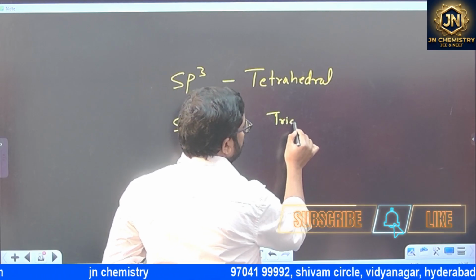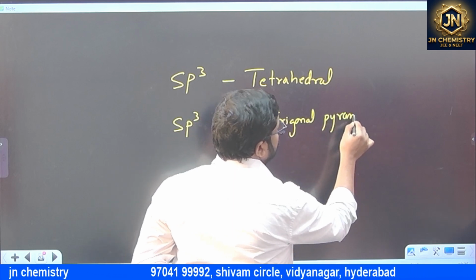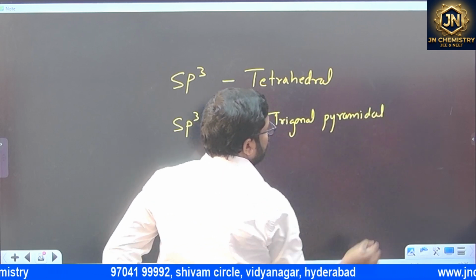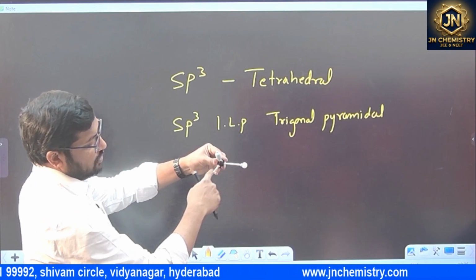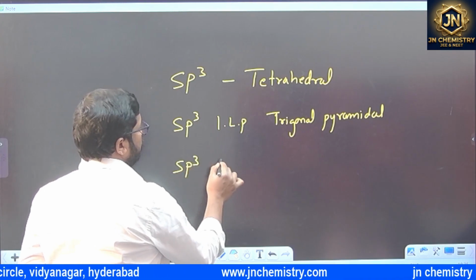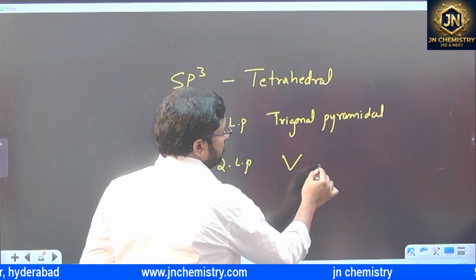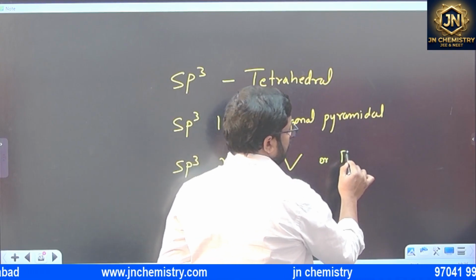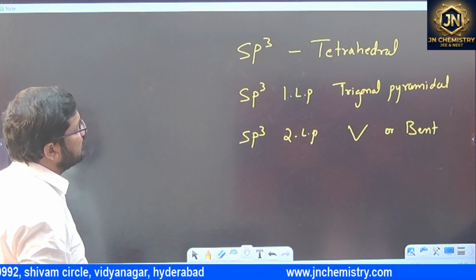Trigonal pyramidal. This is pyramidal, trigonal pyramidal like this. H2O is like this, water, bent shape, V shape or bent shape. sp3 with 2 lone pairs. Right? V shape or bent shape. For example, H3O plus.